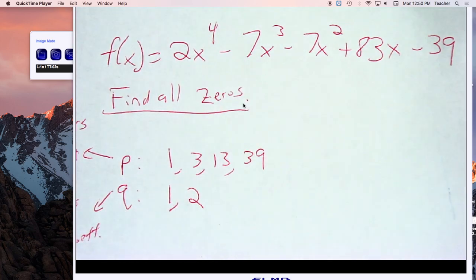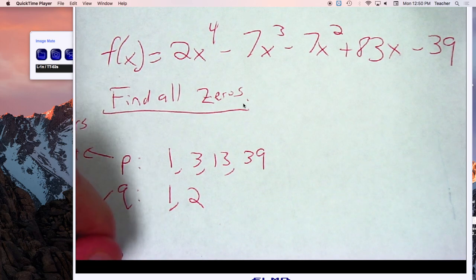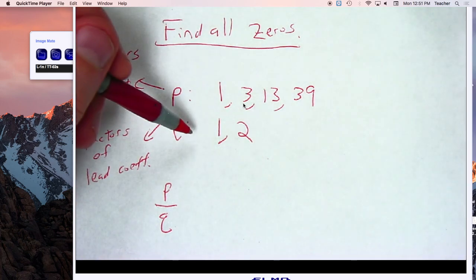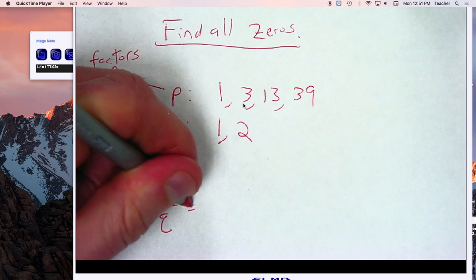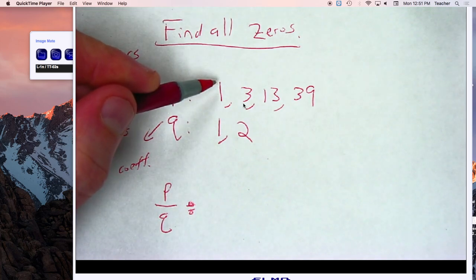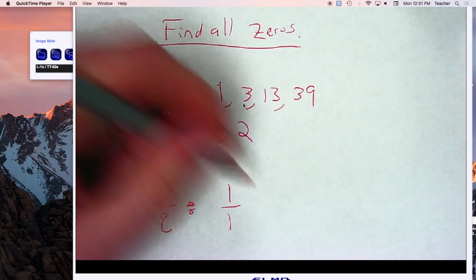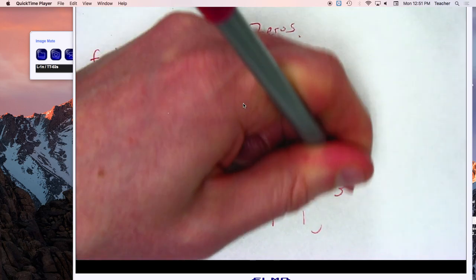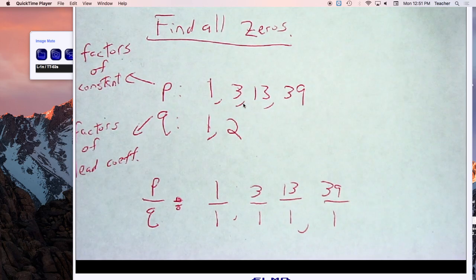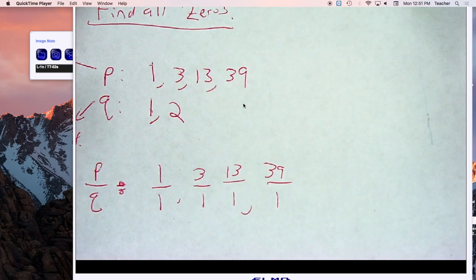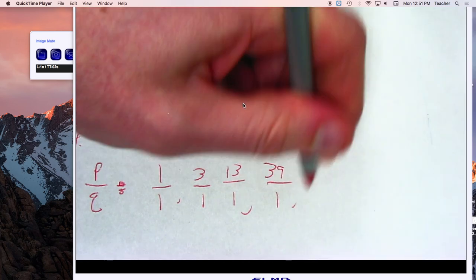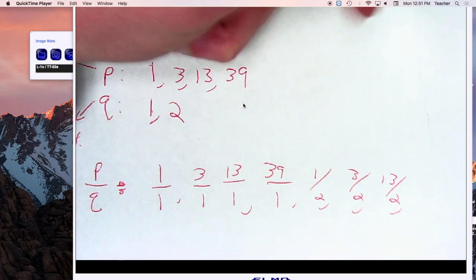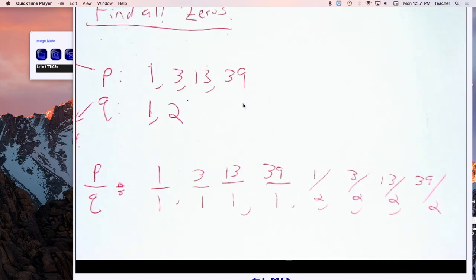And then I'm going to make fractions of the form P over Q. So I want all the P's on top over all the Q's on the bottom. And so I'm just going to sort of go through my list here. So P on top, so I could have 1 over 1, 3 over 1, 13 over 1, 39 over 1. Of course, I don't really need to be writing the ones on the denominator. And then I do all of them over 2. And so I could have 1 over 2, 3 over 2, 13 over 2, and 39 over 2.